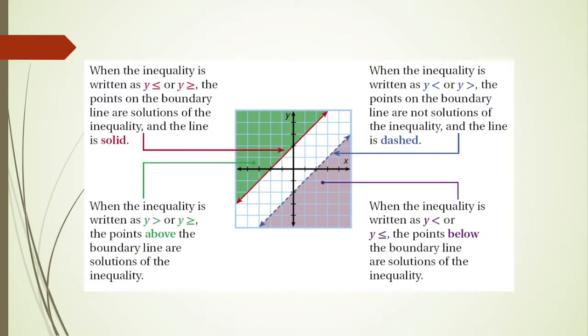Now, I want you to look at this illustration. According to this illustration, when the inequality uses less than or equal to and greater than or equal to, we will use a solid line. So what does it mean? It means that all points that fall on the boundary line are solutions of the inequality. And then, when the inequality is written as less than or greater than, we will use a dashed line. A dashed line means that all points that fall on the boundary line are not part of the solution set.